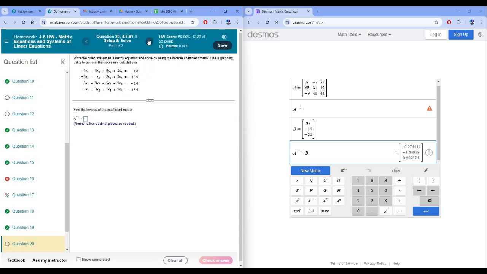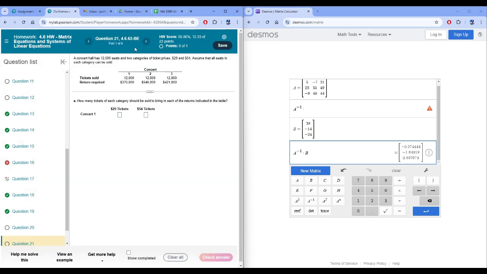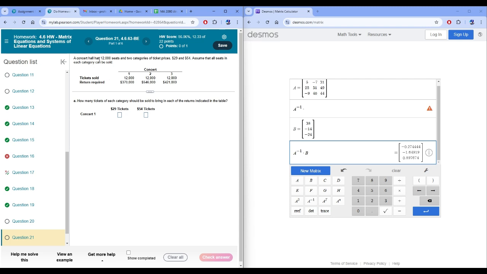Literally the same exact thing, guys. This is a 4 by 4. Nothing changes. 4 decimal places. Be careful with your rounding, and then solve it. Okay, so let's see. A concert hall has 12,000 seats and 2 categories of ticket prices, $29 and $54. Assume that all seats had a category.